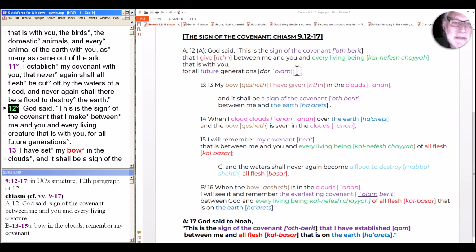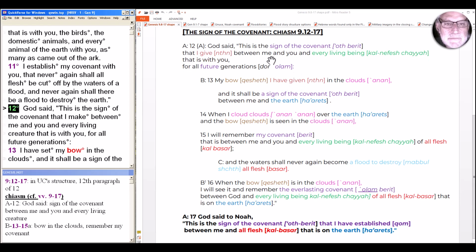So this is with everything for always. Nothing vitiates this covenant, God is saying. I promise forever that I will live by the terms of this. And here's the sign. My bow I have given in the clouds, and it shall be a sign of the covenant between me and the earth.